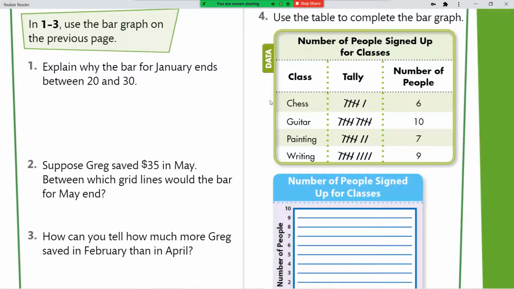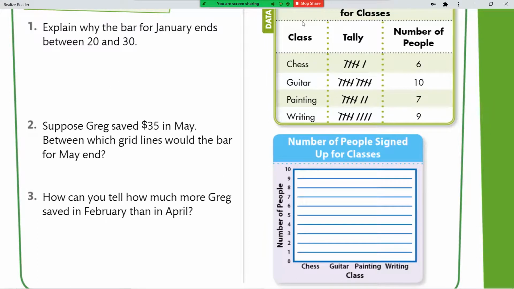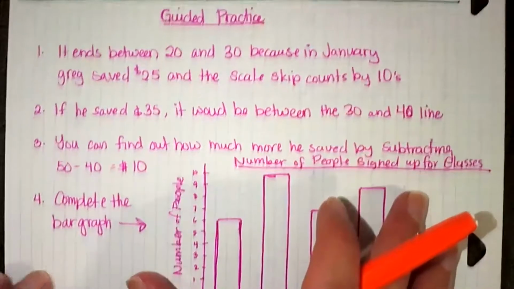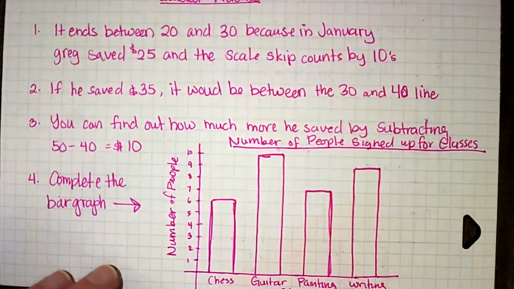So you can see the number of people who signed up for different classes, and the classes that were chosen were chess, guitar, painting, and writing. We have the tally marks and then the numbers. So I'm going to go ahead and close the screen share so that you guys can see the data table that I made with those numbers.